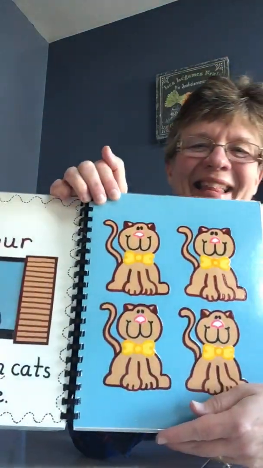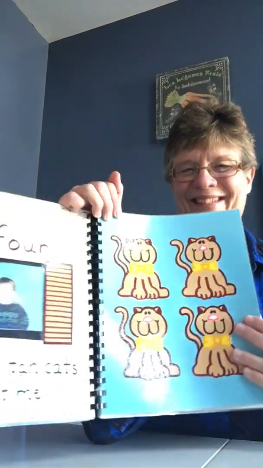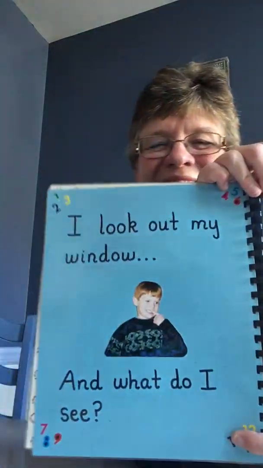tan cats smiling at me. 1, 2, 3, 4. Look at him. Isn't he cute when he's little?